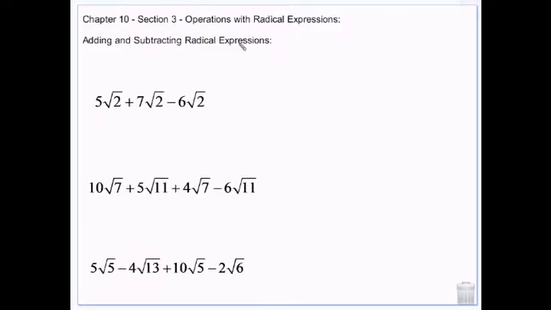Adding and subtracting radical expressions is just like combining like terms with variables. Oh, wow, you did cursive in the number. That's kind of cool. The radicals must match.